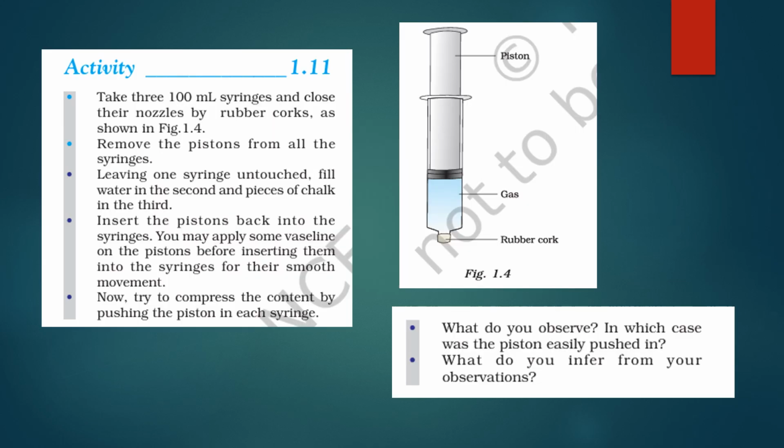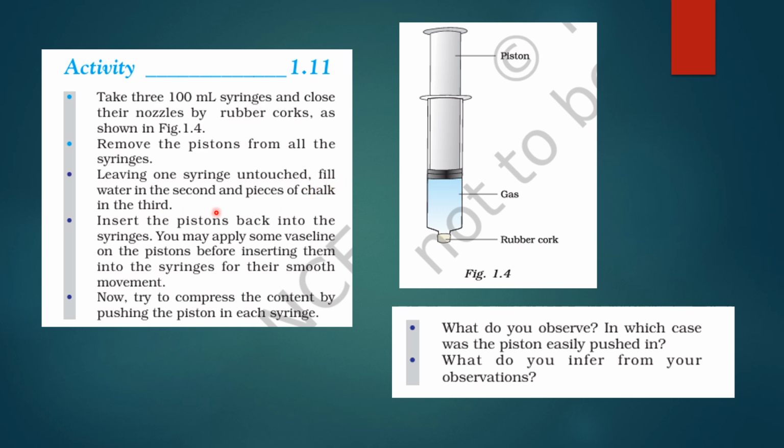So here's an activity 1.11. So we take three 100 ml syringes and close their nozzles by rubber corks. Okay, as it's shown in the figure. Okay, you are using a rubber cork to close its nozzle. So you remove the pistons from all the syringes. Piston आप remove कर रहे हो. Leaving one syringe untouched, fill water in the second and pieces of chalk in the third.